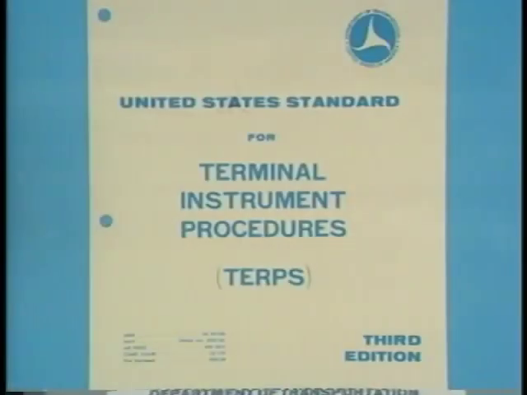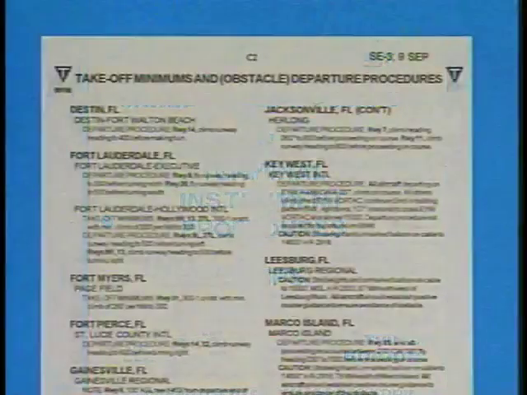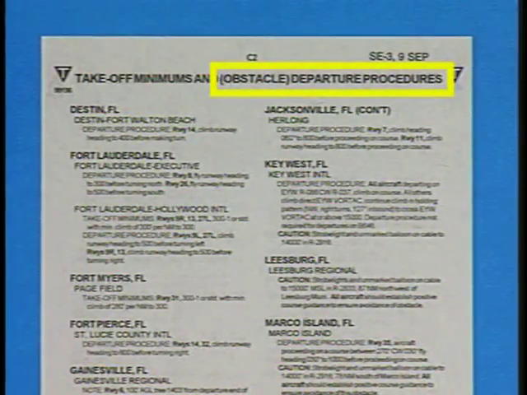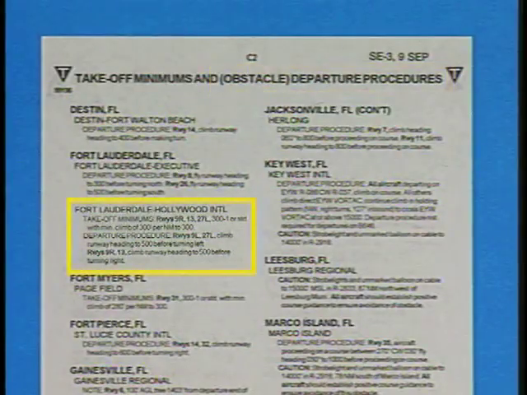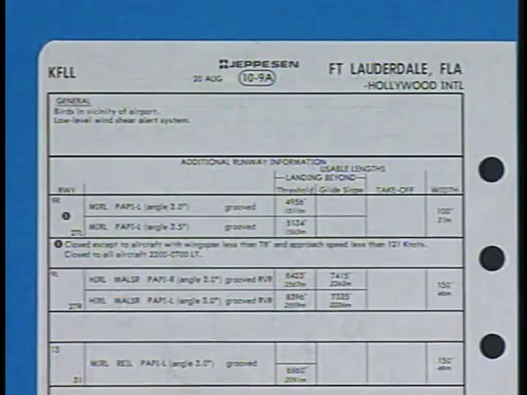If obstacle clearance requirements are not met, a textual or graphic departure procedure will be published. These departures are designed according to the criteria established in the United States Standard for Terminal Instrument Procedures, abbreviated TERPS. NOS publishes the obstacle textual departure procedures with the takeoff minimums at the beginning of the Terminal Procedures booklet. Jeppesen prints them on the airport charts.